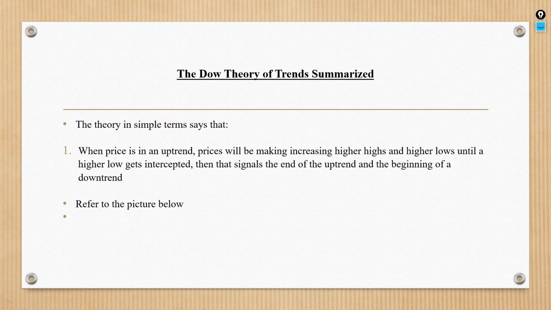What does this guy say about an uptrend? How do you know if the market is in an uptrend? He says when price is in an uptrend, prices will be making increasing higher highs and higher lows until a higher low gets intercepted. Then that signals the end of an uptrend and the beginning of a downtrend. I'm going to repeat that point. When price is in an uptrend, prices will be making increasing higher highs and higher lows until a higher low gets intercepted. Then that signals the end of an uptrend and the beginning of a downtrend.